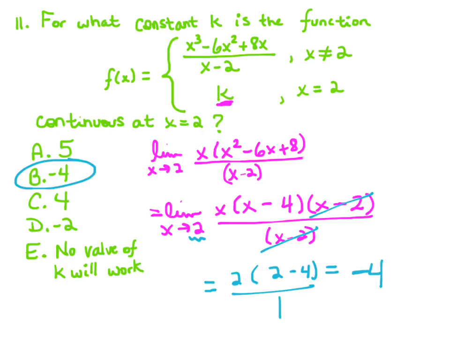My limit is negative 4, which means the hole is occurring at 2, negative 4. The coordinates of the hole are 2, negative 4. And so if I assign the value of negative 4 to k, then I've created a continuous function.